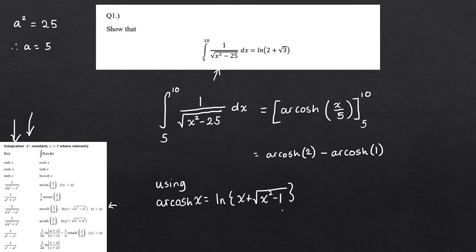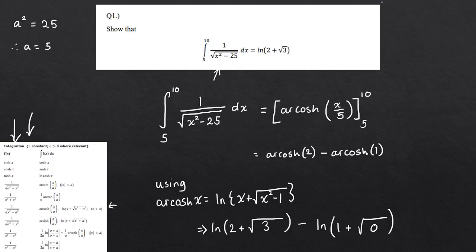All we're going to do then is substitute 2 into here, arcosh of 2, and then arcosh of 1. So if we substitute 2 in first, arcosh of 2 is the natural logarithm of 2 plus the square root of 2 squared minus 1. That's 4 minus 1, giving us the square root of 3. And minus arcosh of 1, which is the natural logarithm of 1 plus the square root of 1 squared minus 1. So 1 squared is 1, minus 1 gives us 0, so that's the square root of 0, which simply gives us the natural logarithm of 1.